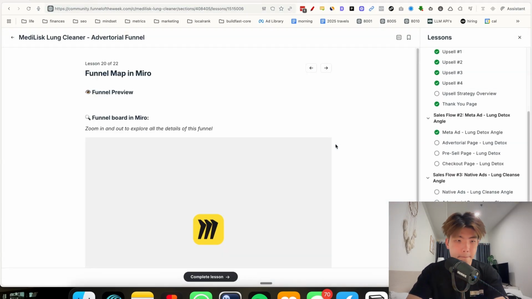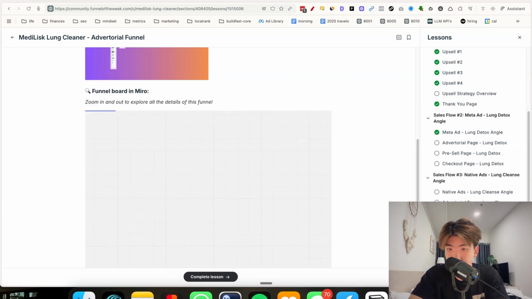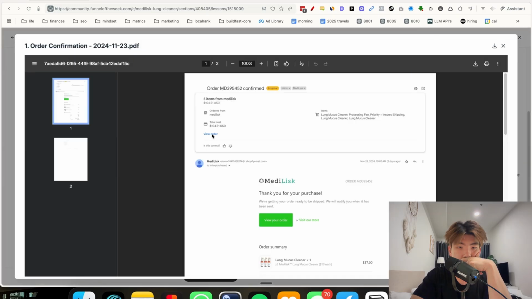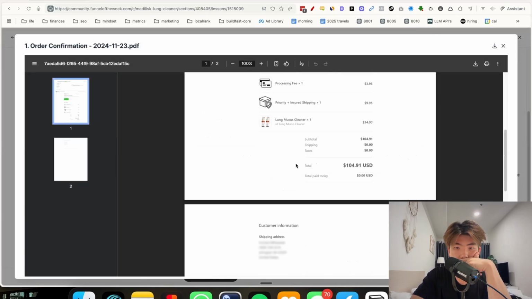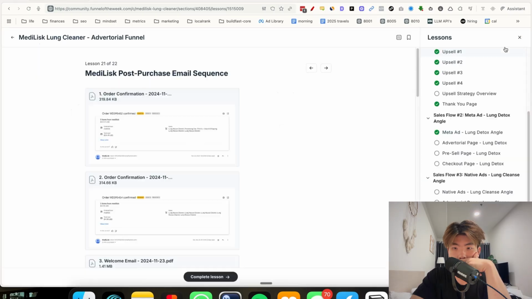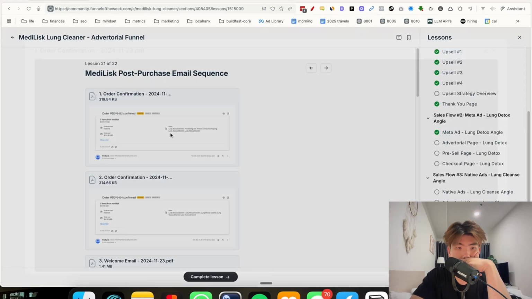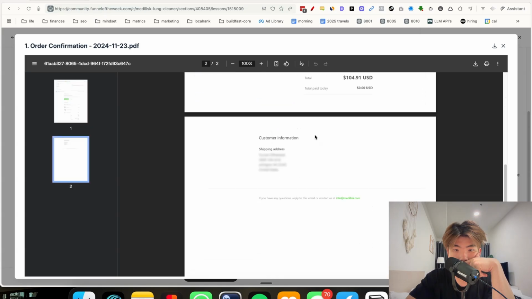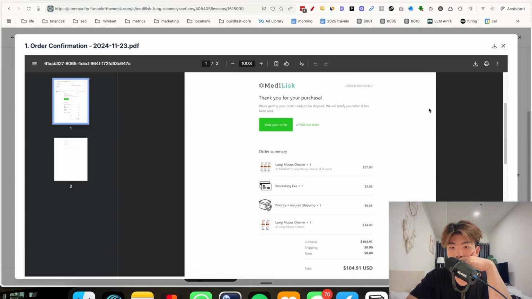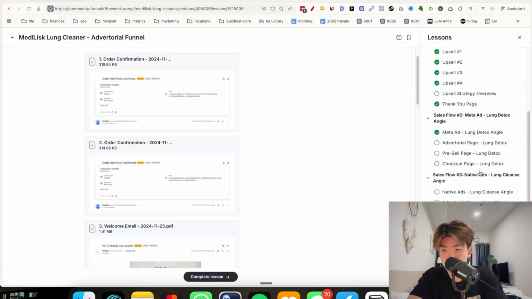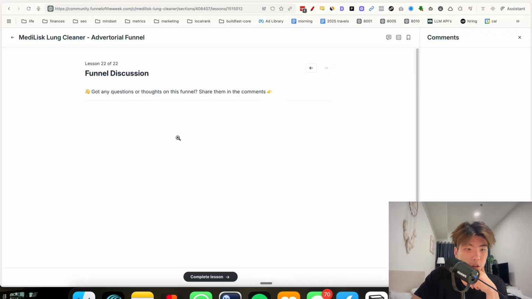And then let's see the funnel map. Okay, this is not that interesting. All right, so here's the post checkout. I know the first one makes so much money. Let's see. Okay, nope, they only have one email. I guess they just confirm how much you bought. There's probably an opportunity for upsells there, but let's see what other people say about this funnel.